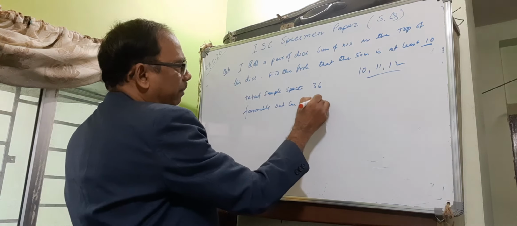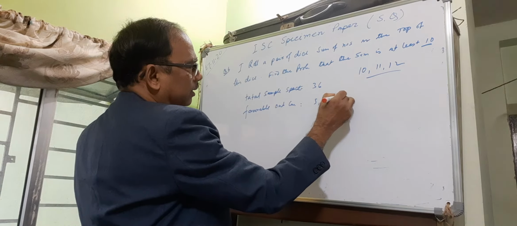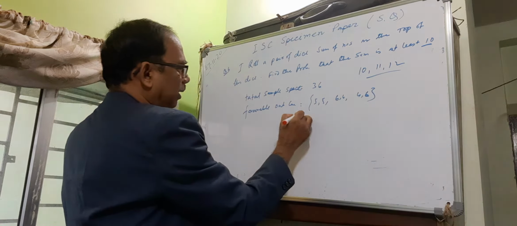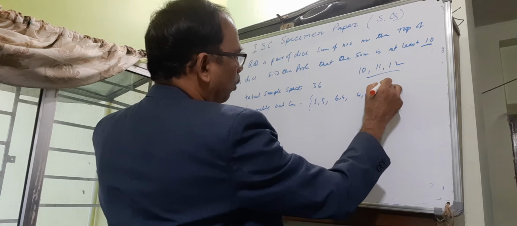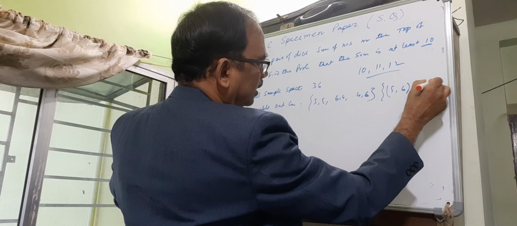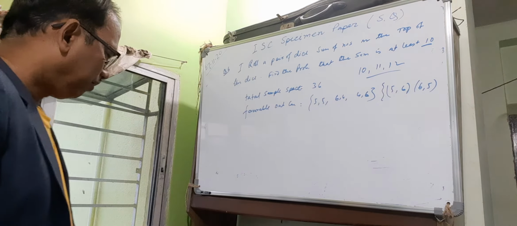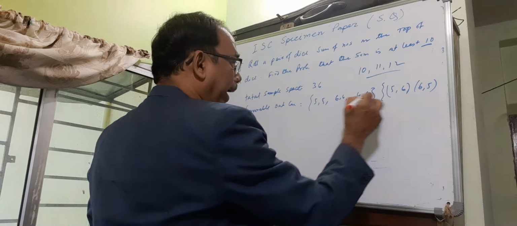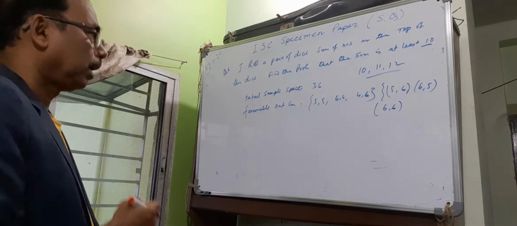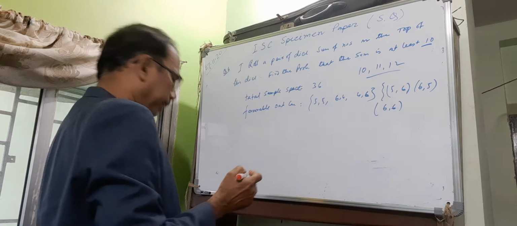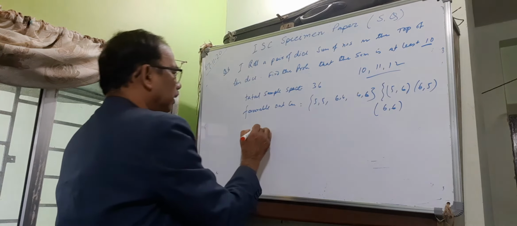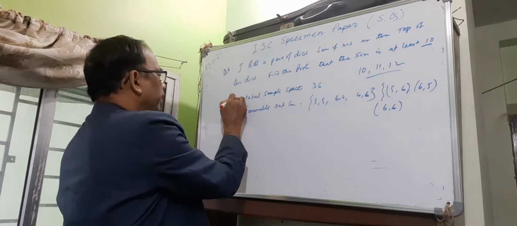If the sum is 10, it may be (5, 5), (6, 4), (4, 6). When the sum is 11, (5, 6), (6, 5). And when 12, (6, 6). So here the total is 1, 2, 3, 4, 5, 6. Suppose this is the favorable set.